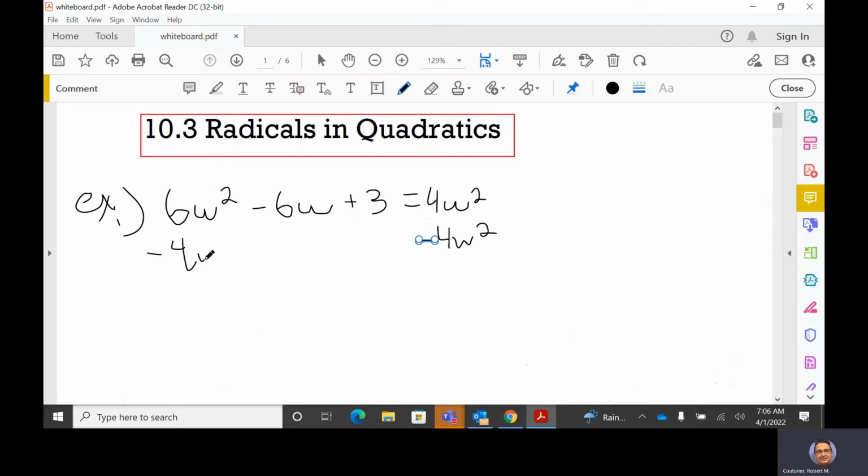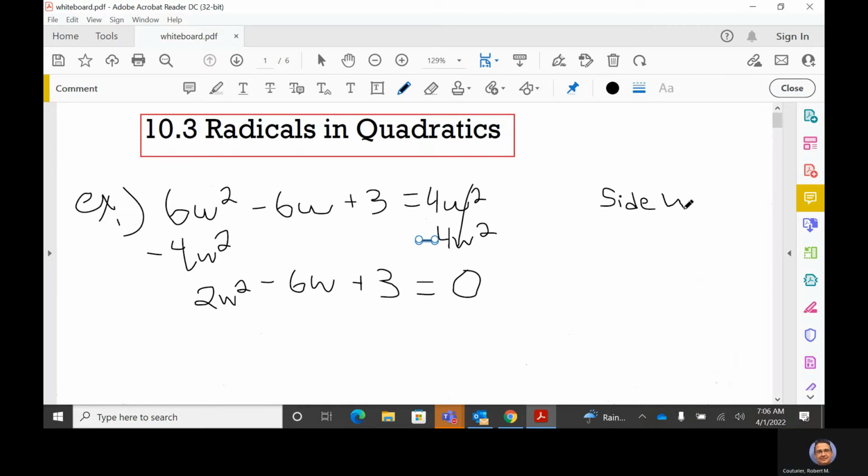minus 4w squared. These cancel and give us our 0. This comes straight down, minus 6w, and 6 and negative 4 give us 2w squared. Now we are ready to start to use our quadratic equation, so we always have side work. All right, we need to find A, B, and C. So A is 2, B is negative 6, and C is 3.